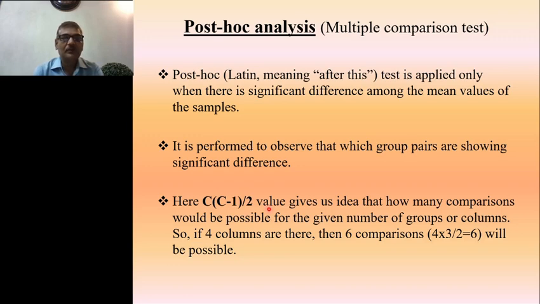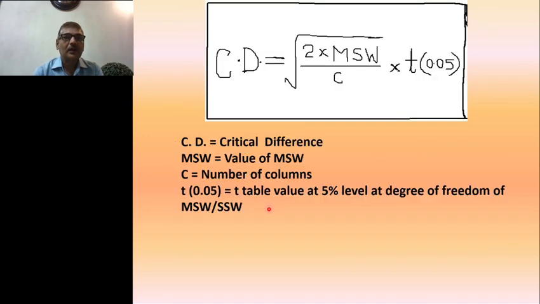If only 3 columns are there, then 3 into 3 minus 1, that will be equal to 6, divided by 2 will be equal to 3. So it means 3 comparisons will be possible. So multiple comparisons can be done among the different columns, and we could know which of the two groups are actually different from each other.